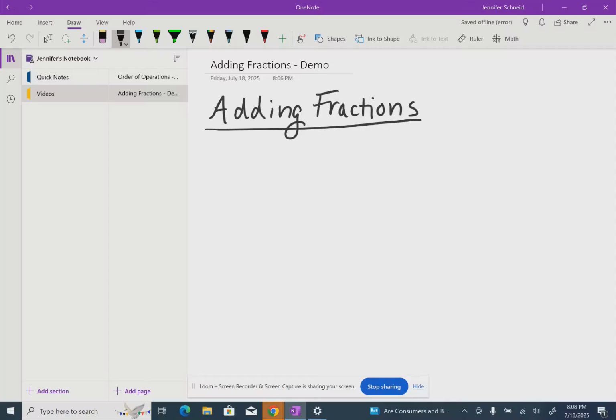Hi, today we're going to talk about how to add fractions together. And so for our first example, we're going to start with 3/4 plus 1/4.